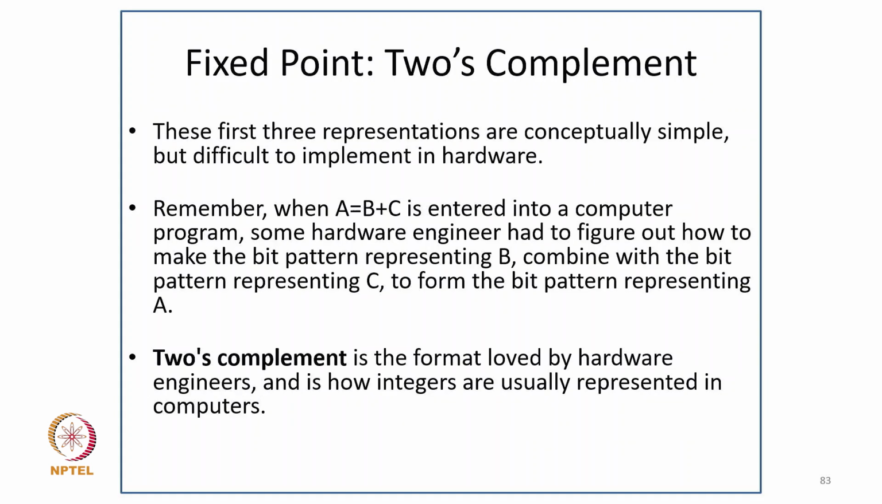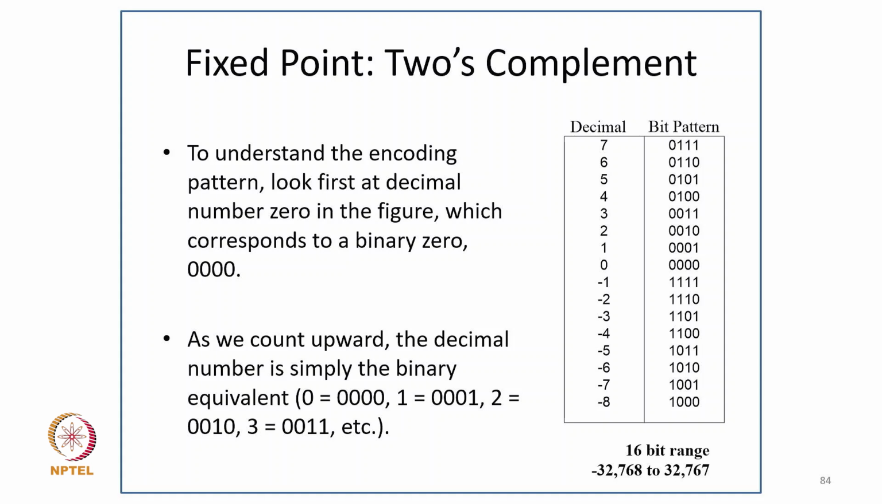Now coming to fixed point, like two's complement. These first three representations are conceptually simple but difficult to implement in hardware. Remember, when A equals B plus C is entered into a computer program, some hardware engineer had to figure out how to make the bit pattern representing B combine with the bit pattern representing C to form a bit pattern representing A. Two's complement is the format loved by hardware engineers and is how integers are usually represented in computers. Here there is a decimal and bits representation.